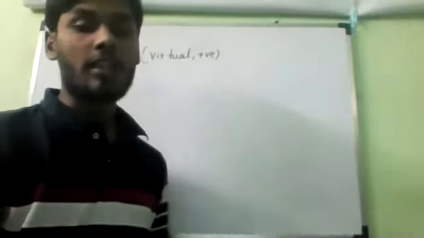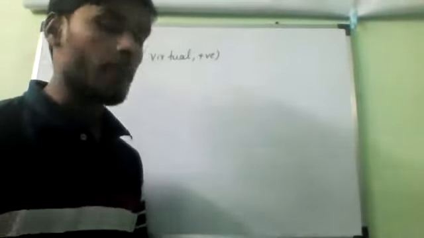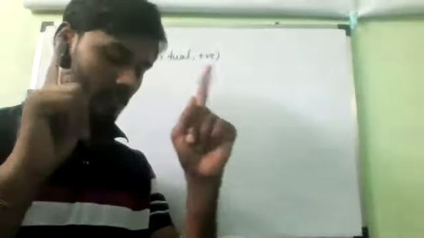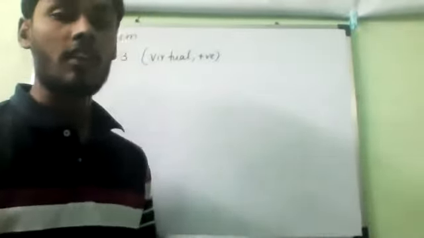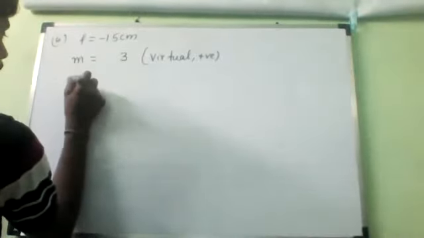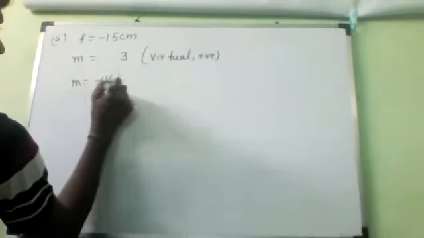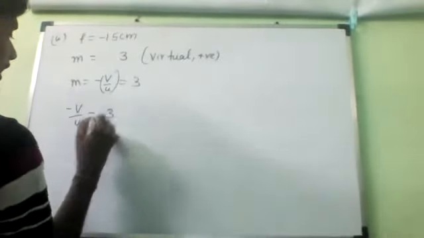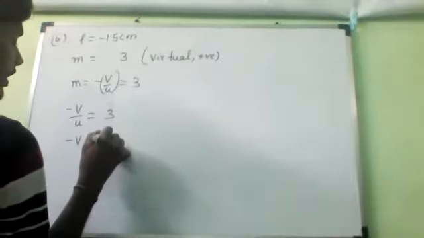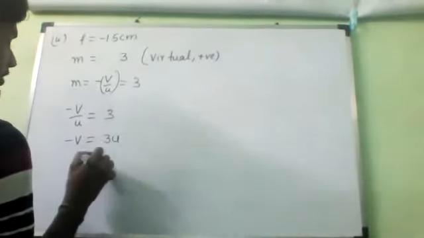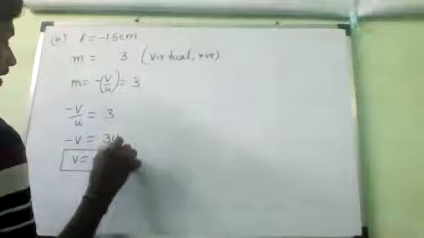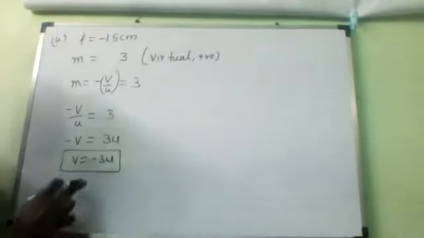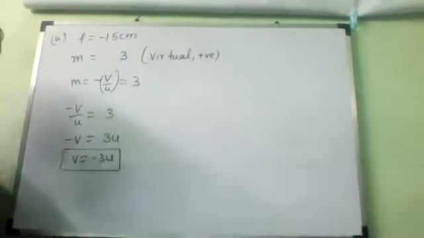So as we know, we have only one case that forms a virtual and magnified image. What is that? When you place the object between P and F, pole and focal length. That is what you should remember. So now magnification is equals to, as we know, minus of V by U, which is equals to 3. So minus V by U equals 3, so minus V equals 3U, or V is equals to minus 3U. Do you understand? Yes or no? Yes, sir.